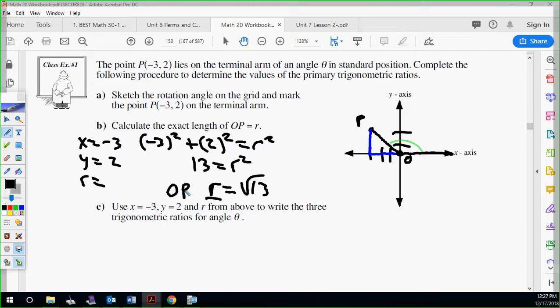Okay, so when you look at that now, it says x is negative 3, y is 2, and r from above, write the 3 trig ratios. Okay, so Jared, what is sine? Sine theta.